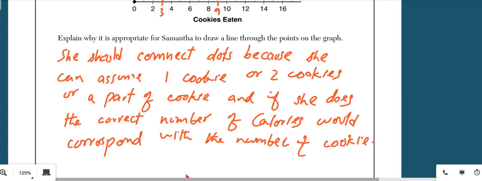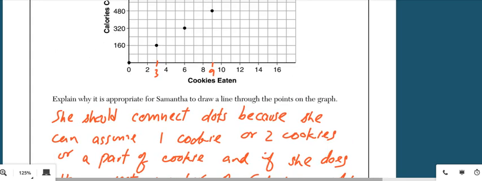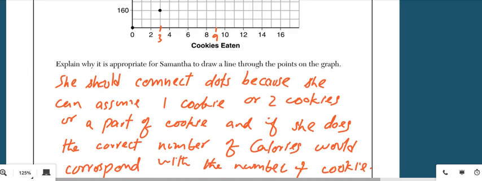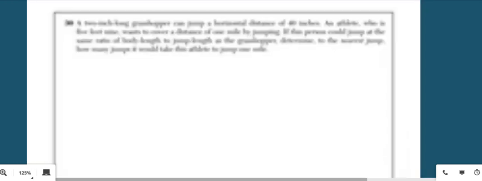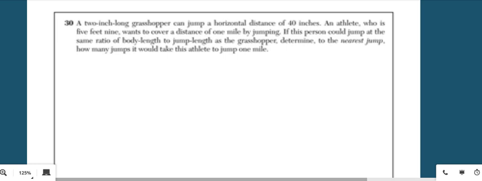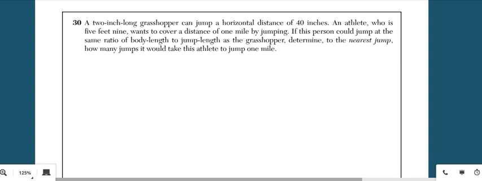Okay. So what does that mean? That means if you wanted to check what would be the calories in one cookie, or in two cookies, or in four, six, any number other than 3, 6, 9, 12 and 15, she can get that if she connects the dots. Okay, our concern is to only give a little bit of explanation. Okay, look at the next question.